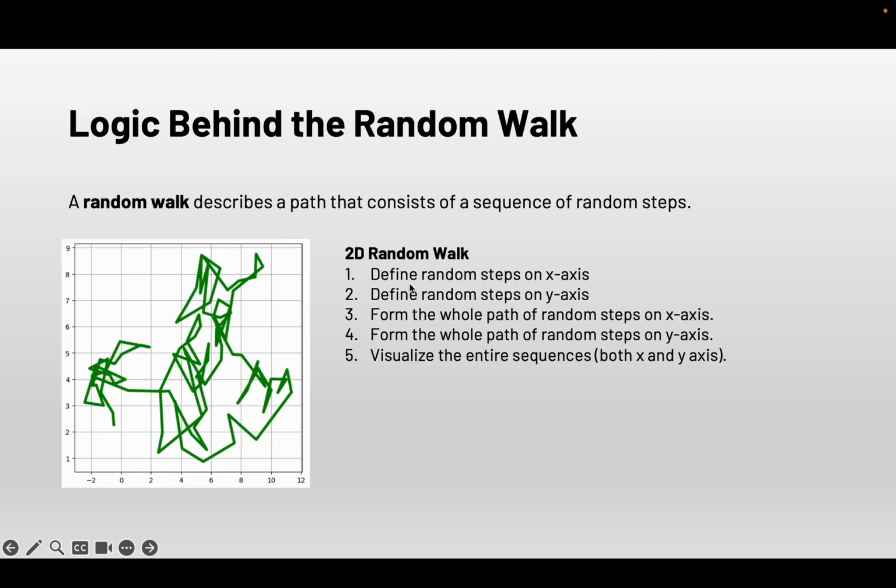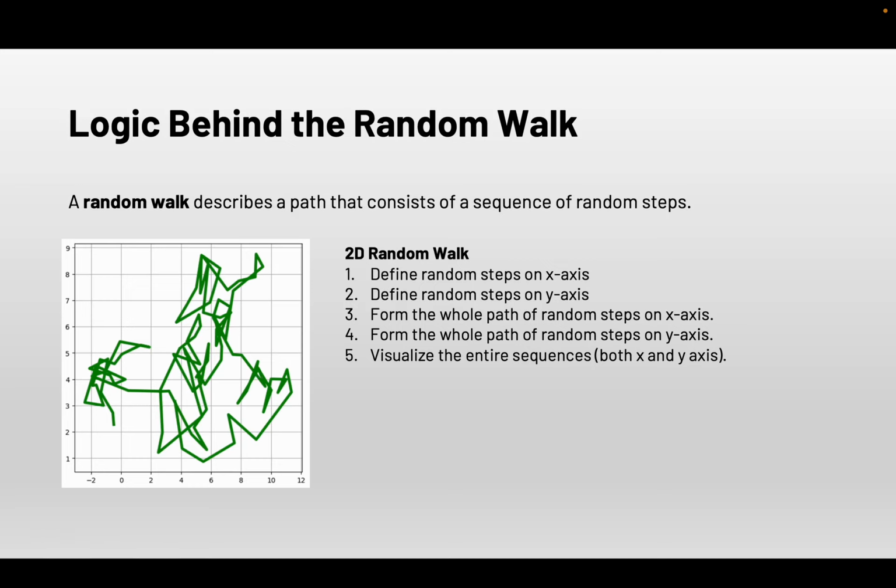First, we're going to define the random steps on the x-axis, and then we're going to define the random steps on the y-axis. Okay, now we're going to form the whole trajectory based on the random steps on the x-axis. And next, we're going to form the whole trajectory of the random steps on the y-axis. And finally, we're going to wrap up everything and visualize the entire sequence for both the x-axis and y-axis. And then you're going to create a visualization like this one.